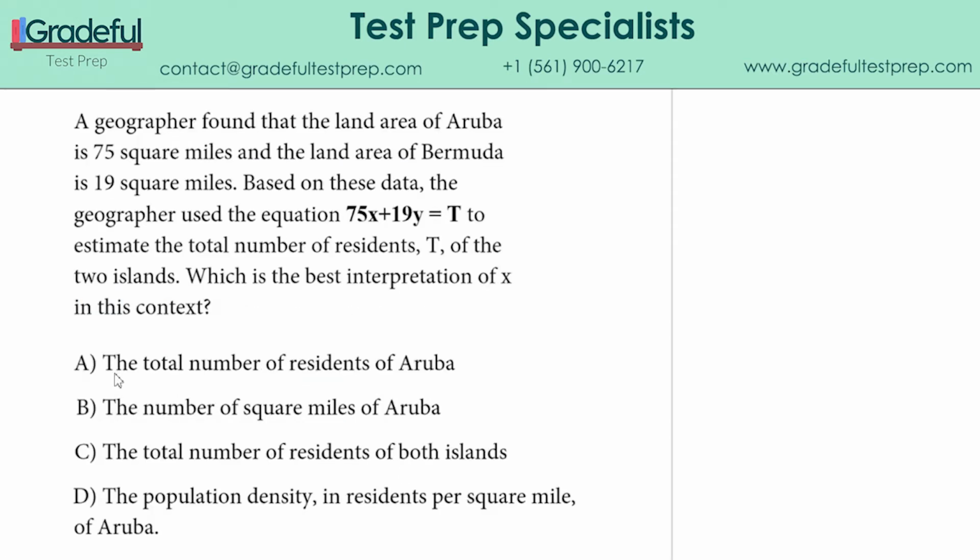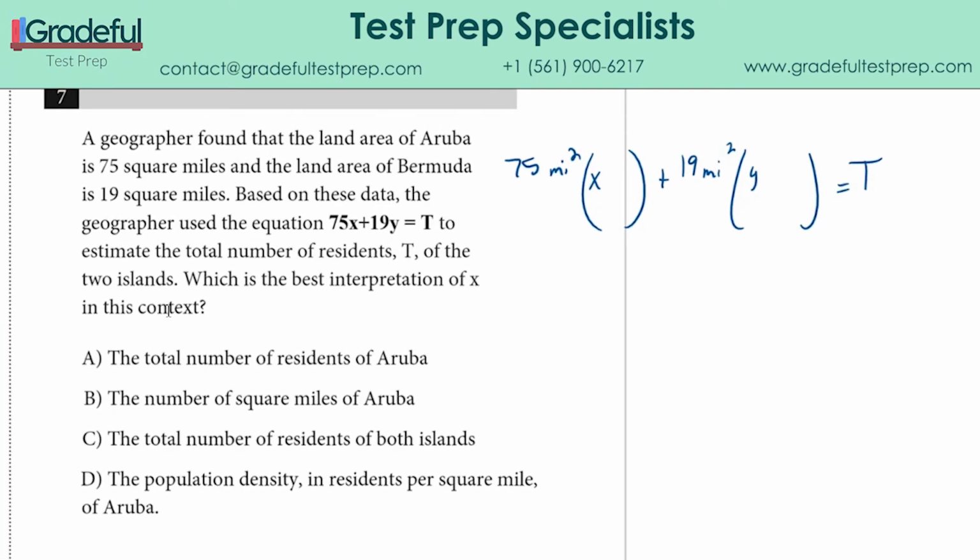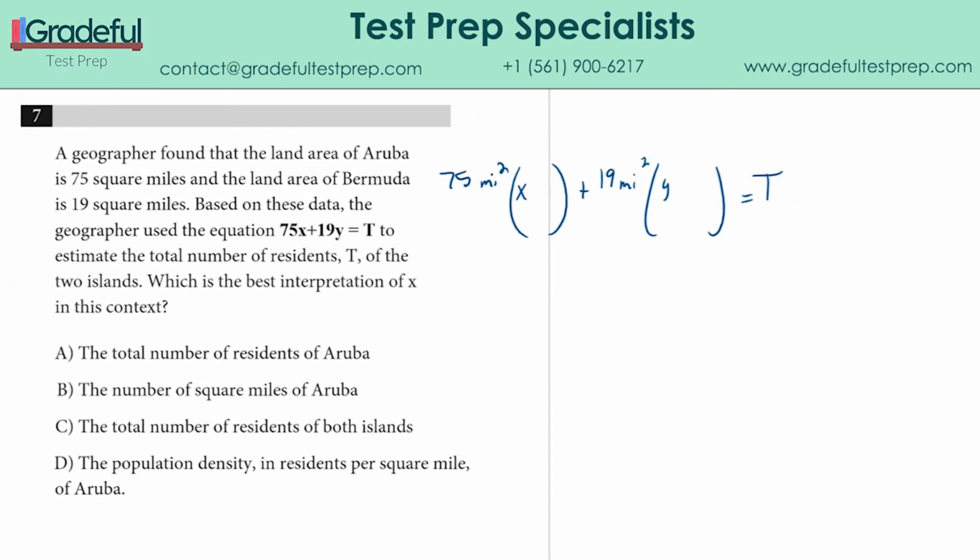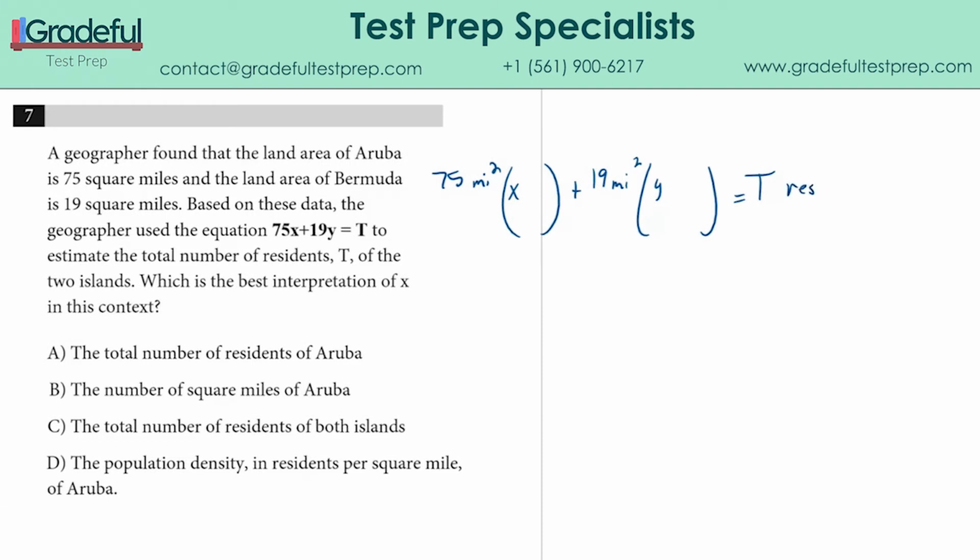Question 7 is a unit conversion question that seems to be appearing more and more on more recent SATs. What we have is 75 square miles, and we're going to multiply that by x, but the unit, let's say, is unknown for now. Then we have 19 square miles, and let's say we'll be multiplying that by y with an unknown unit so far. But in the end, this is going to equal t, which the question tells us is the total number of residents. So let's just go ahead and write residents.